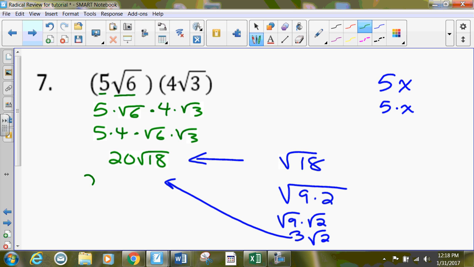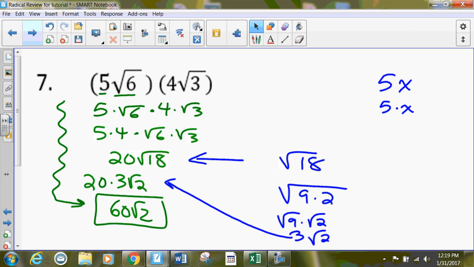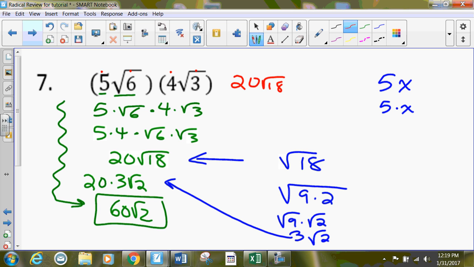So then we have 20 times 3 square root of 2. This is still all multiplication. So 20 times 3 is 60. So far we have seen no distributive property. If you didn't want to go through all of this to get here, you could have just looked at it and said 5 times 4 is 20. Root 6 times root 3 is root 18. There you go. We already got all the way down to this step.